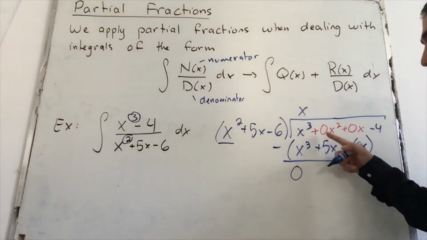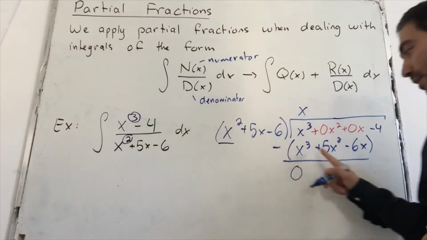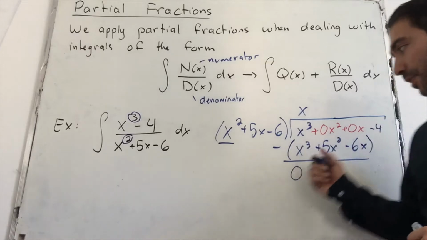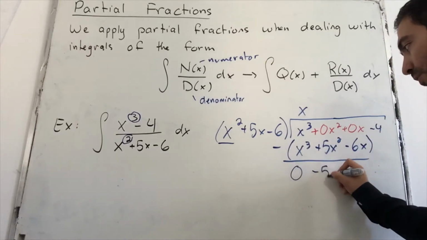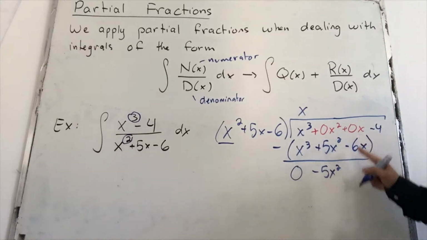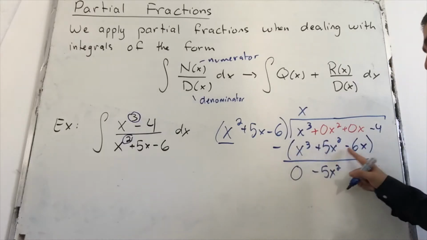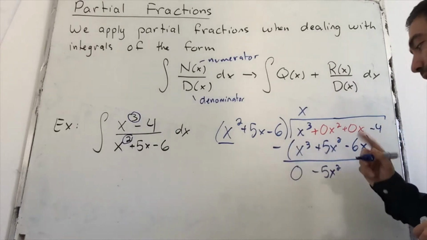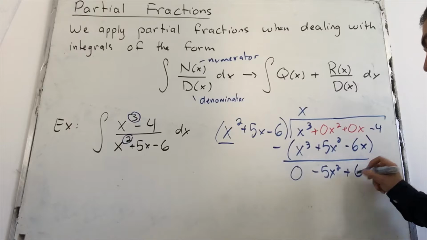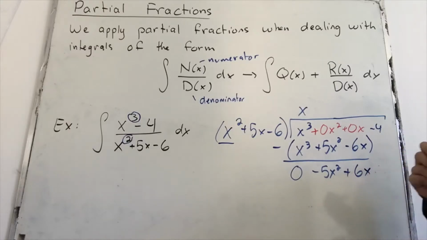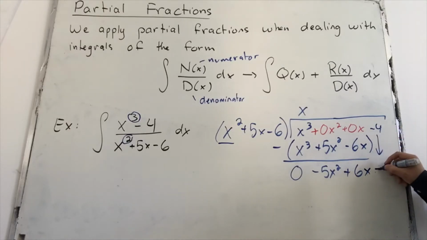Okay. Next, we have 0x squared minus 5x squared, so be careful with the negatives. This is negative 5x squared. And then the next term is 0x minus negative 6. So we have two negatives now. Again, be careful, which turns it into positive 6x. Okay. And now we drop the negative 4.